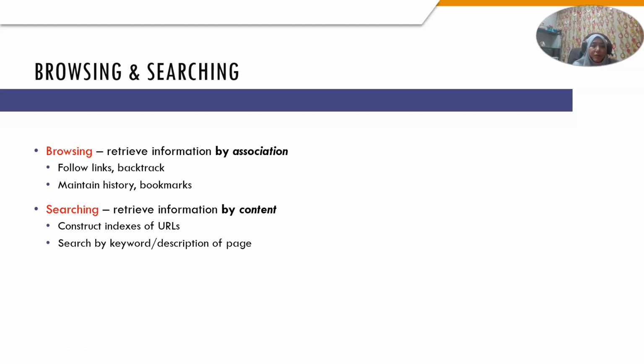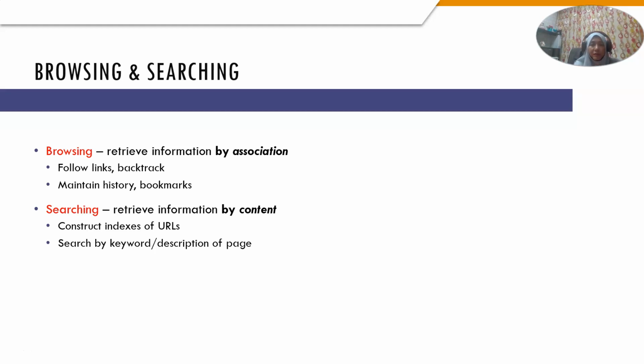Next one, we go to the concept of browsing and searching. This is a concept in the website, the WWW. Browsing is actually retrieving information by association, where you follow links, backtrack, maintain history, and bookmarks. For example, you go to your internet browser, I hope you know it, for example Google Chrome. So you want to go to the web pages.